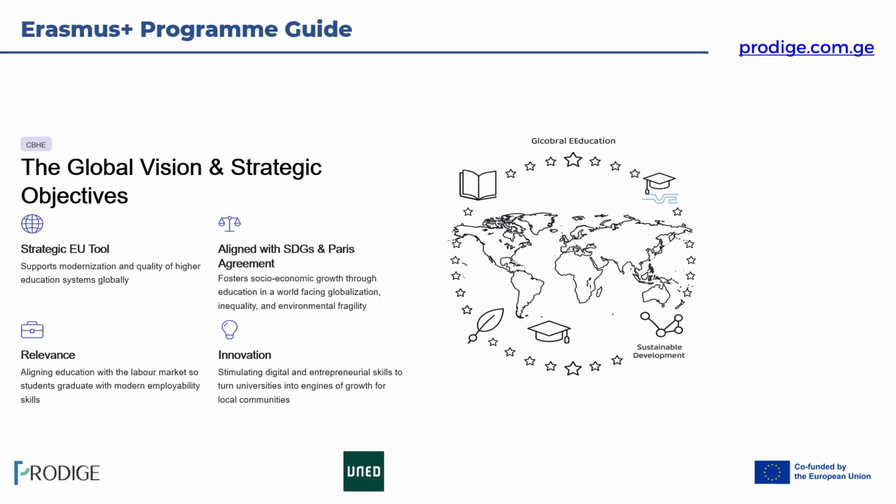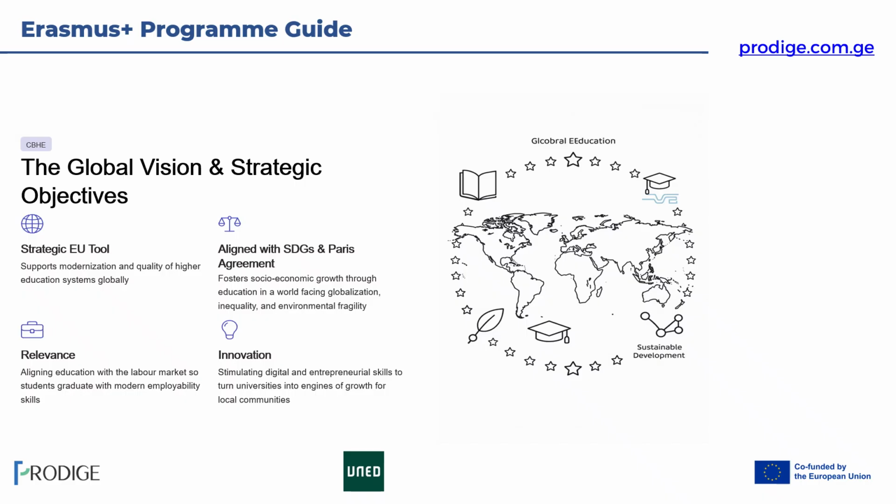Now, let's focus on capacity building in higher education. This is a crucial action for international cooperation. These projects are transnational and involve organizations from both EU-associated countries and third countries not associated to the program. The goal is to support the modernization and internationalization of higher education systems globally, ensuring they can meet the challenges of the modern labor market and contribute to sustainable growth.